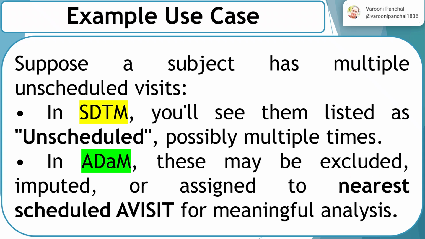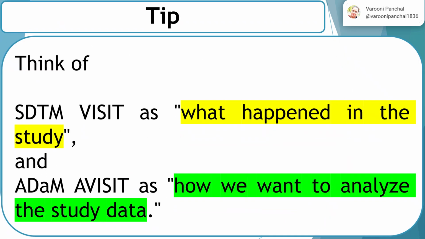Now, what is the tip? Think of SDTM.VISIT as what happened in the study. Whatever happens in the study, that is my raw data and that is my SDTM.VISIT variable. And ADaM.AVISIT is nothing but how you want to analyze the study data. I have a bunch of visits, but how they need to be analyzed based on that study data, I need to define in AVISIT, whereas VISIT is my actual raw data, whatever has happened in this study.